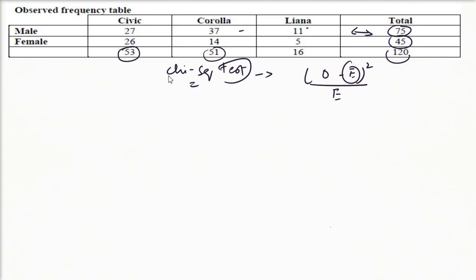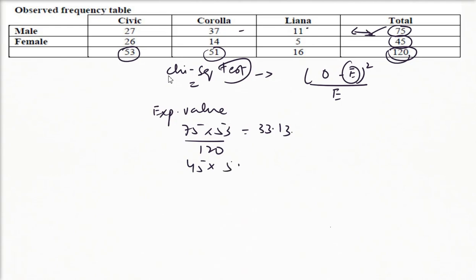So how will we be calculating it? Let's have a look at the expected values. The first expected value is 75 multiplied by 53, divided by 120, that is the total, and we are getting a value of 33.13. Similarly for the other one, 45 into 53 divided by 120, we are getting an equivalent value of 19.88.